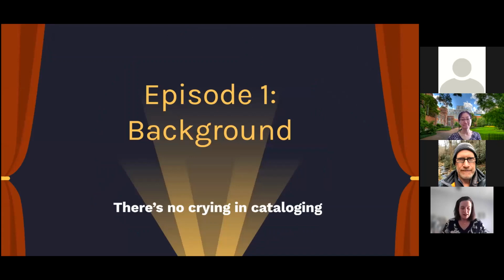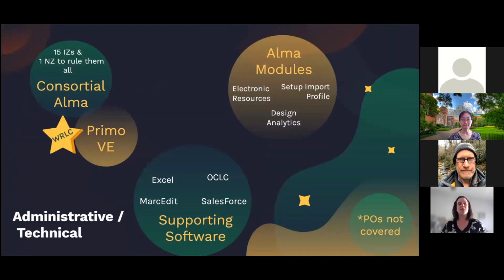So a little bit of background about GW and our system before we get into the nitty-gritty details. GW is part of the Washington Research Library Consortia, or the WRLC. So we share a consortial Alma. We have 15 institution zones, 1 network zone, and we're all on Primo VE.